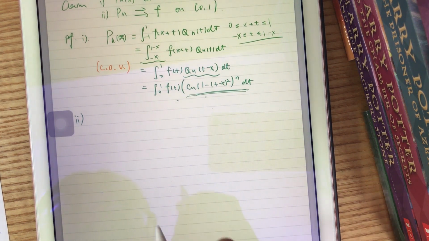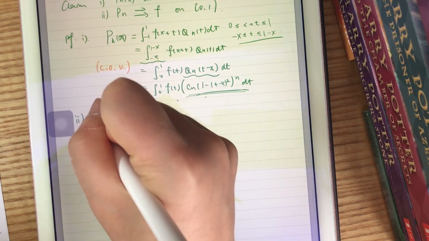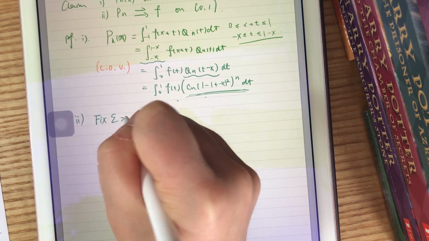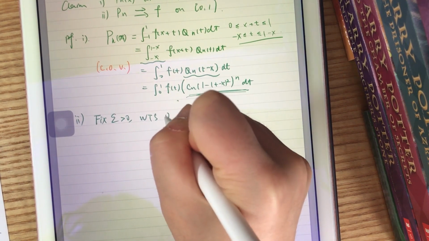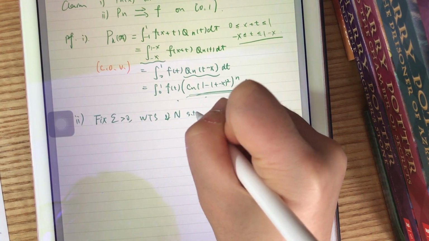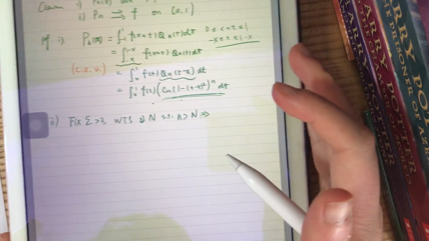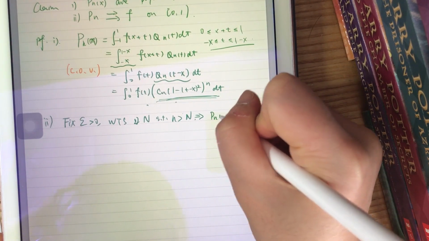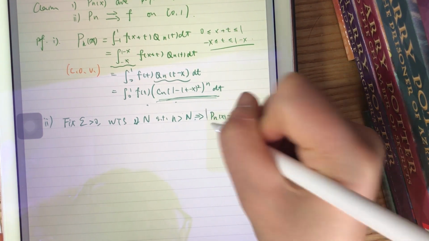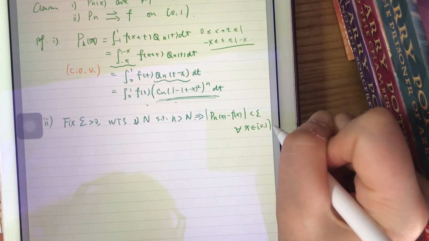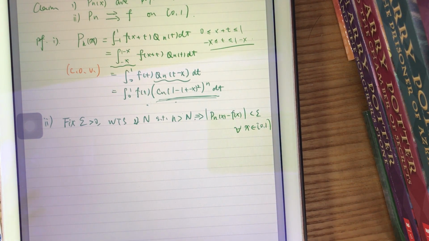Okay, first of all, to prove its uniform convergence, we are just using the definition of Cauchy criteria, right? Still, we fix an epsilon larger than 0, and we want to show there exists N such that when n is larger than N, we have Pn(x) minus f(x), the difference of it, will be less than epsilon, right? For any x lying in 0 to 1. This is how we're going to prove the uniform convergence.